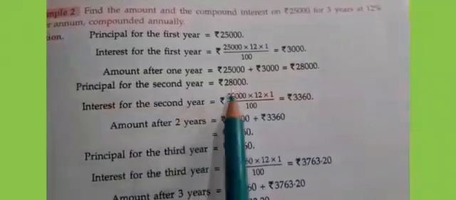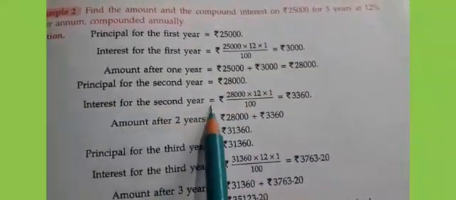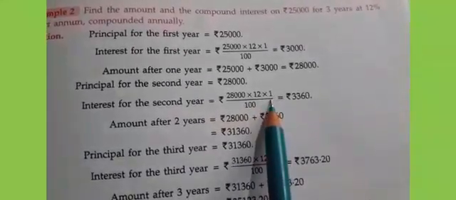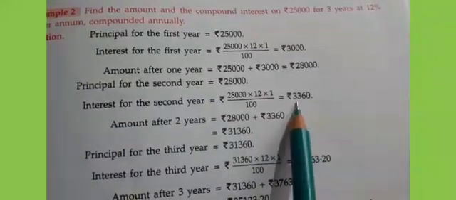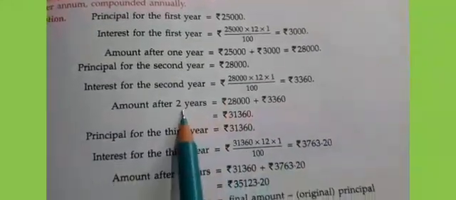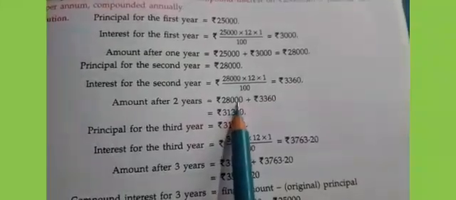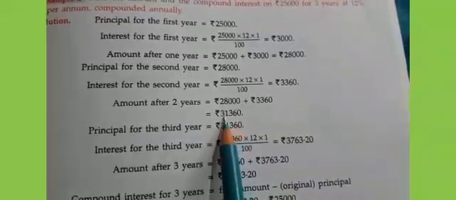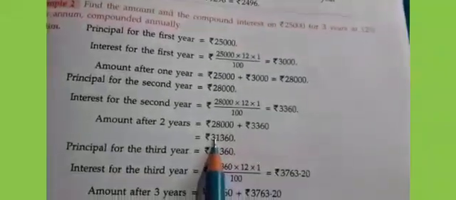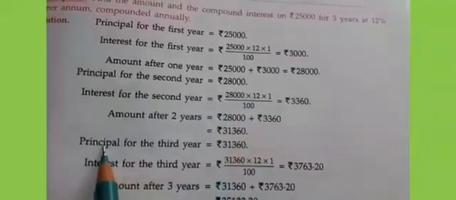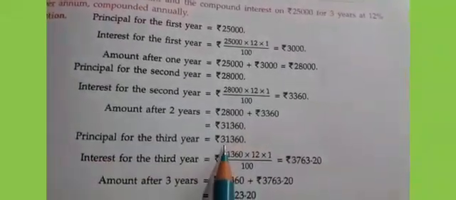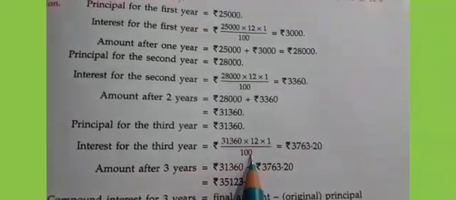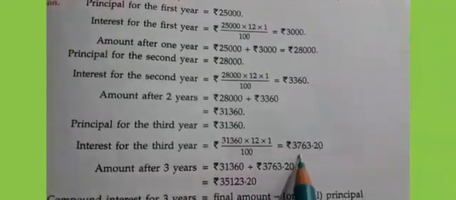Now principal for second year is 28,000, therefore interest for second year will be 28,000 into 12 into 1 by 100. Since for each year we are finding, we are multiplying it by 1. So here 3,360. Now amount after 2 years is 28,000 plus 3,360, that is 31,360. Now principal for third year will be 31,360. Interest for third year, again we have to find the interest for 1 year. So we are getting 33,763.20.